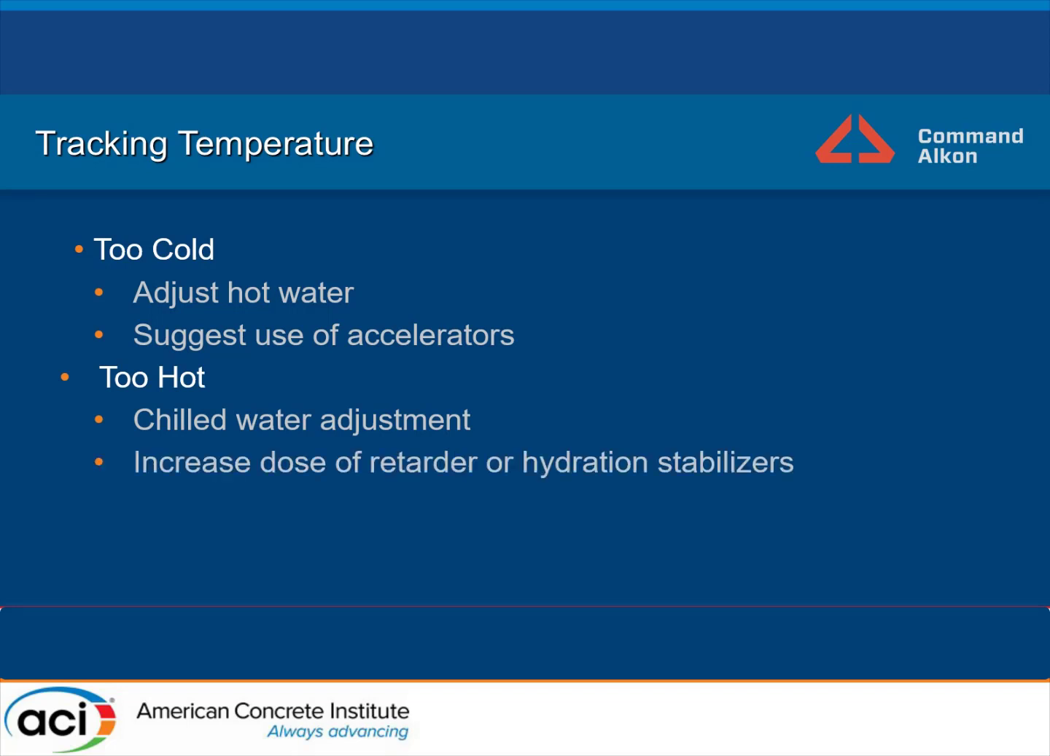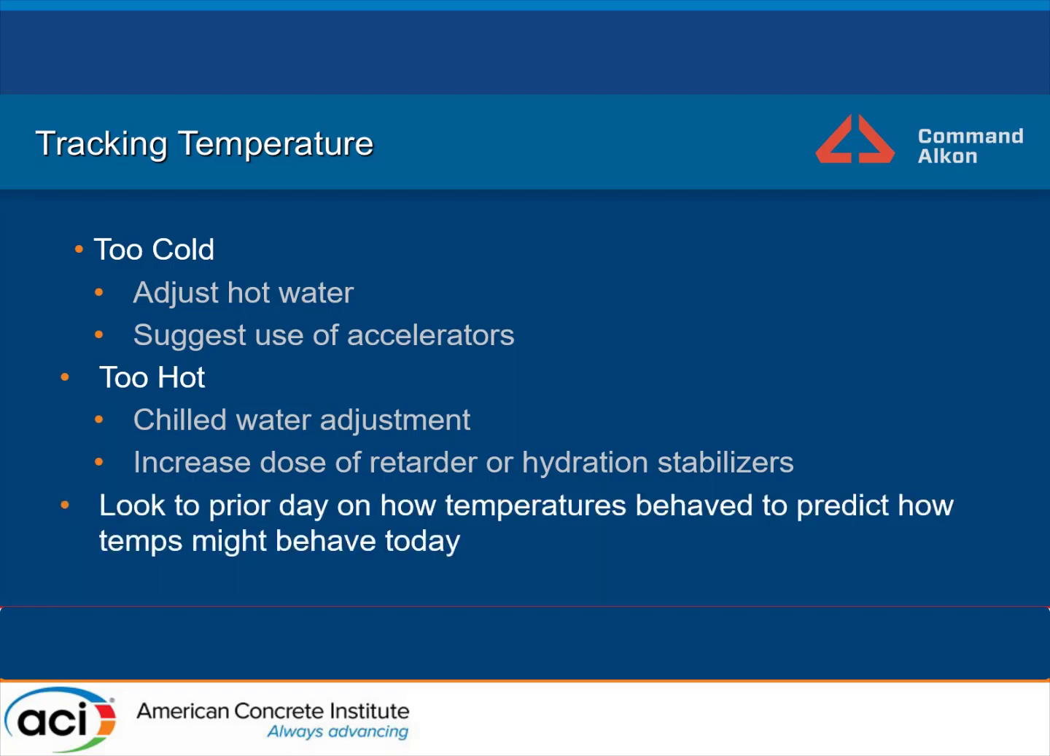We could increase the dose of retarder. If we see a trend on our concrete temperature on a longer haul, we might go from a lower dose to a higher dose. We can also look at prior day histories on what was the trend on the concrete temperature yesterday to predict what might happen today.